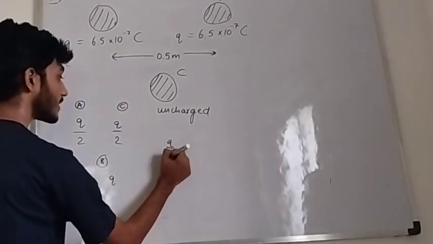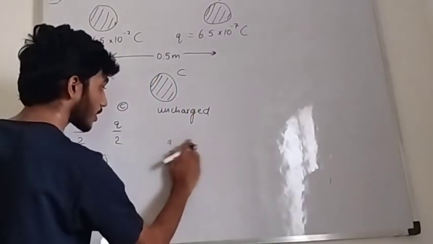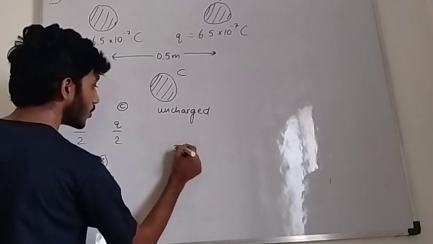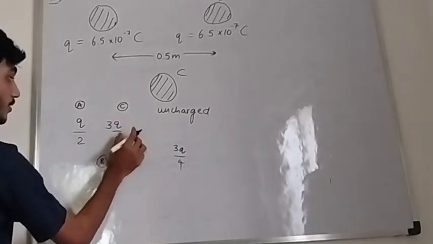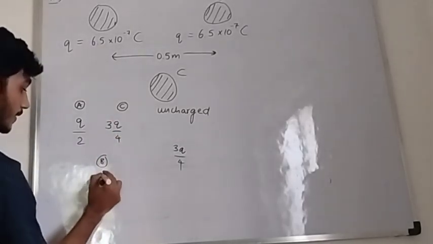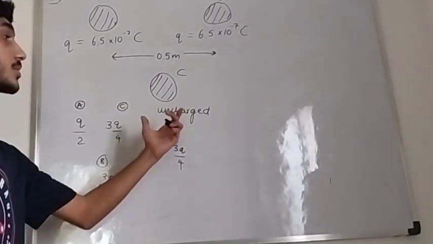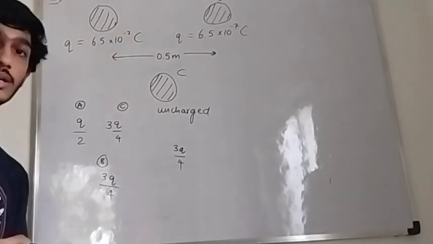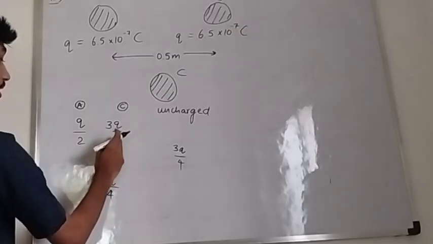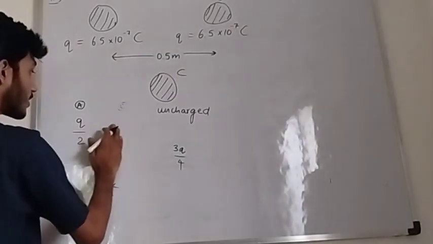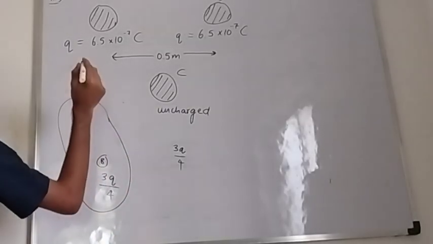So how to calculate average? We will add both the charges and divide by 2 because there are two spheres. So this will come out to be 3Q by 4 in each of them. Okay, so new charge on C is 3Q by 4, new charge on B is 3Q by 4, because the charge in B and C has to be equal if they are touched together and if they are of the same dimension. So now what they have told is they remove C afterwards. So I will remove the C from here.